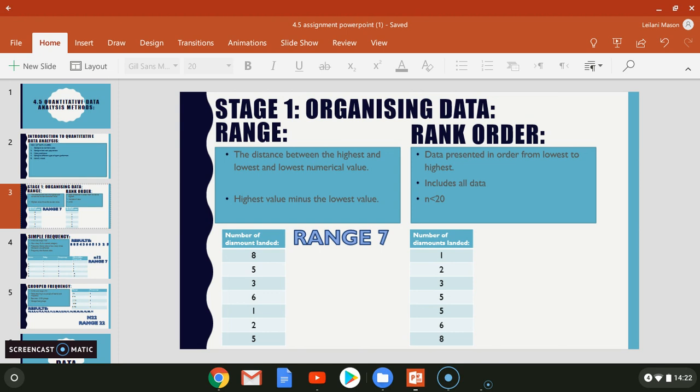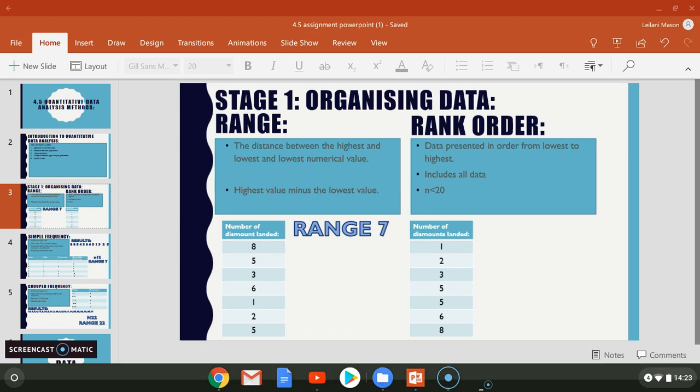So for example here, we have 7 numbers of landed dismounts in gymnastics, the number of dismounts a gymnast has landed for each different gymnast. To find out the range, you would find the highest value, which is at the top, 8, and the lowest value is 1. So 8 minus 1 is 7, so the range is 7.